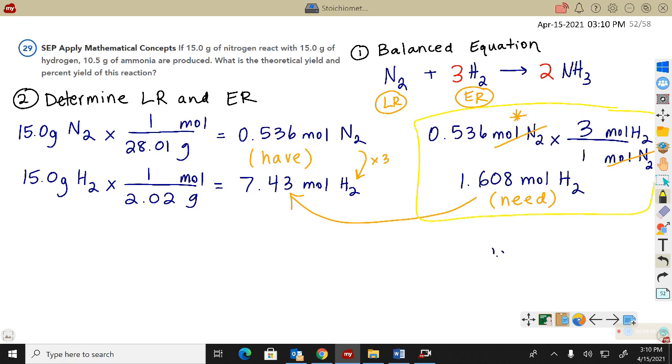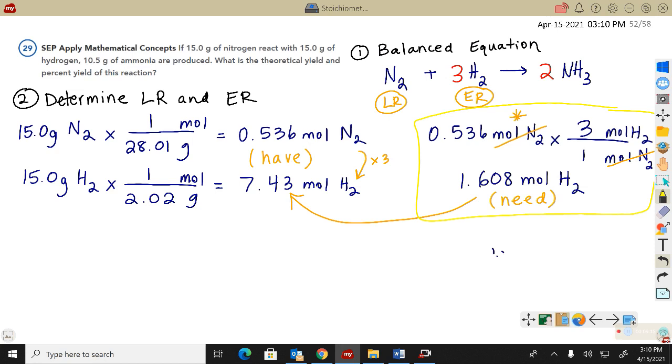I could just write a sentence, and by justifying my answer, I could just explain. Well, I looked at the amounts that I have and the ratio in the equation. I need 3 times as much hydrogen, but I've got way more. So then I know that my hydrogen is well in excess. So then nitrogen is limiting. That is enough to justify the limiting reactant. Sometimes you might not need that yellow calculation. You need the conversion from grams to moles, though.